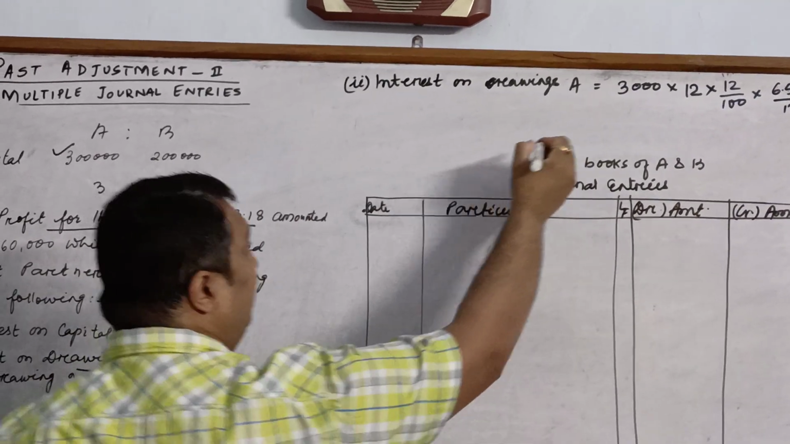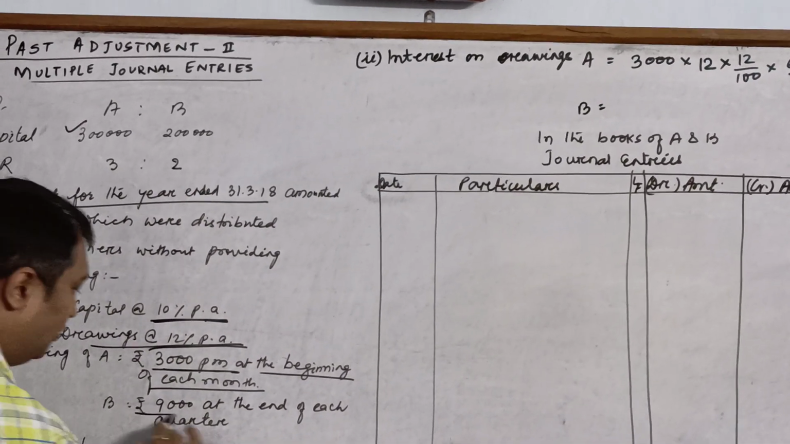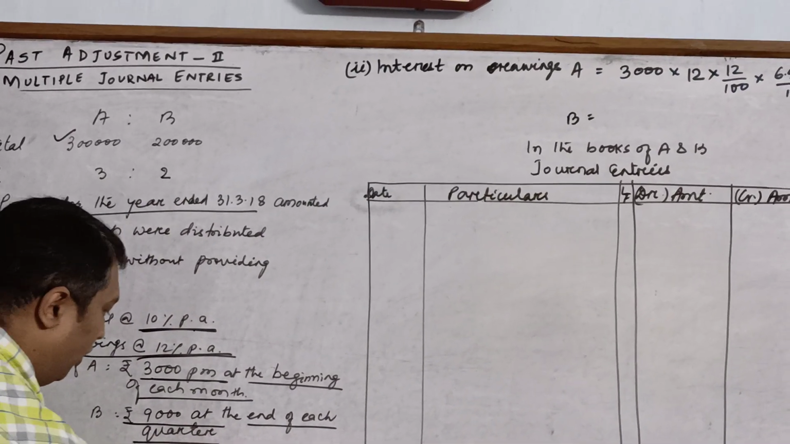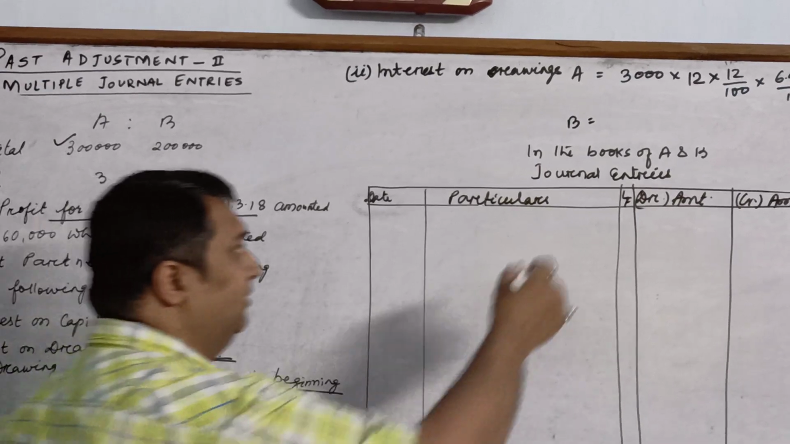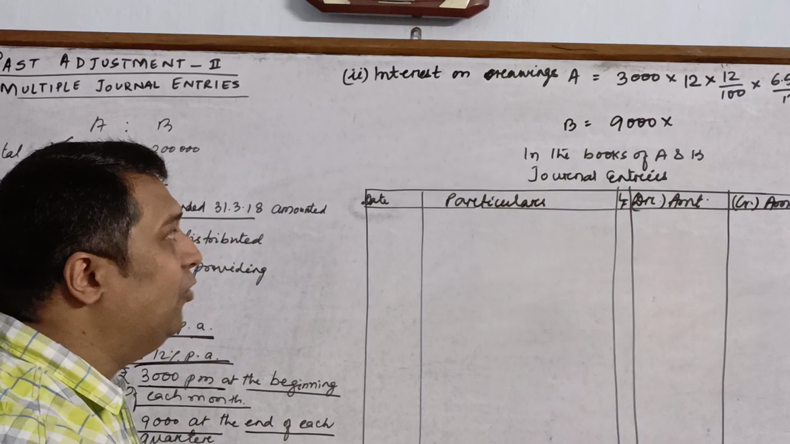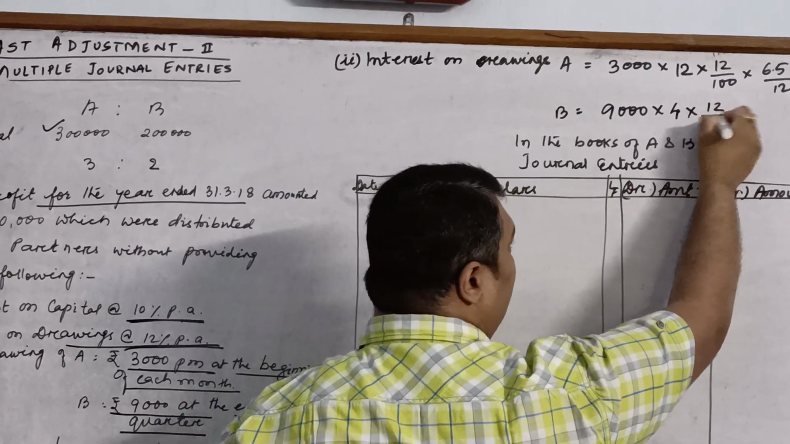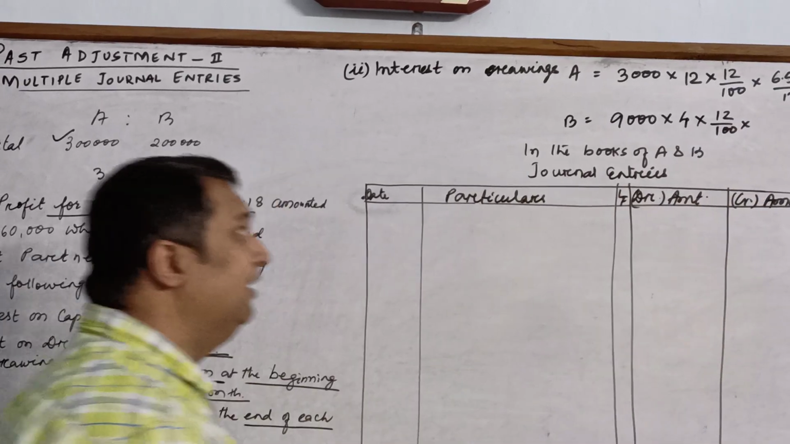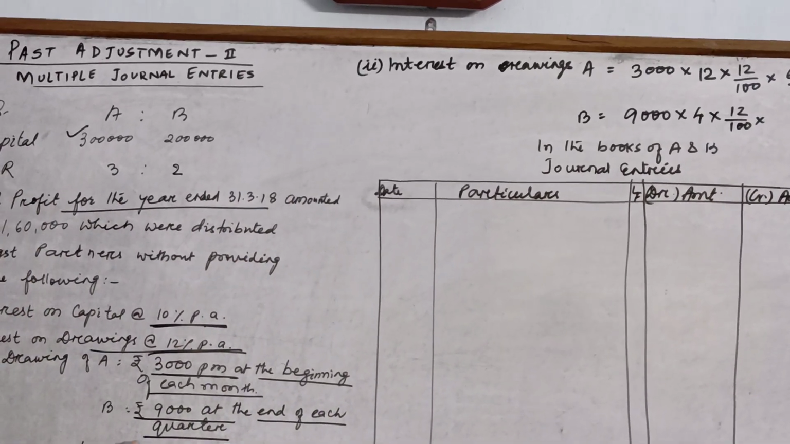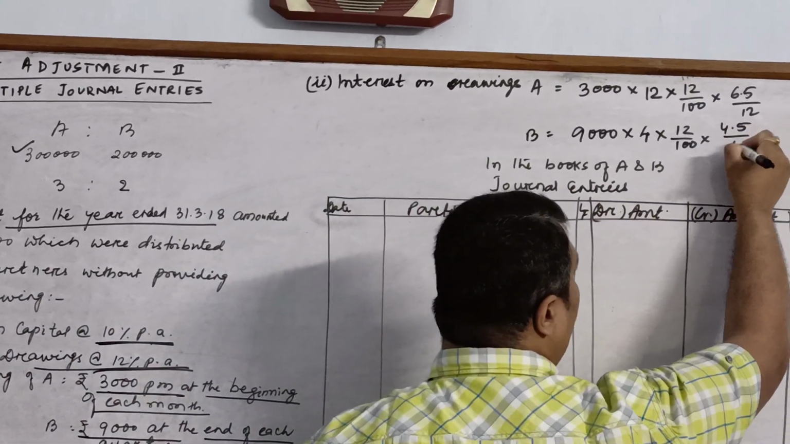Similarly, we'll calculate for B. B says that he is drawing rupees 9,000 at the end of each quarter. 9,000 each quarter, and in 1 year, how many quarters are there? 4 quarters. So 9,000 into 4 into 12%, and for the end of each quarter, the average period is 4.5 by 12.